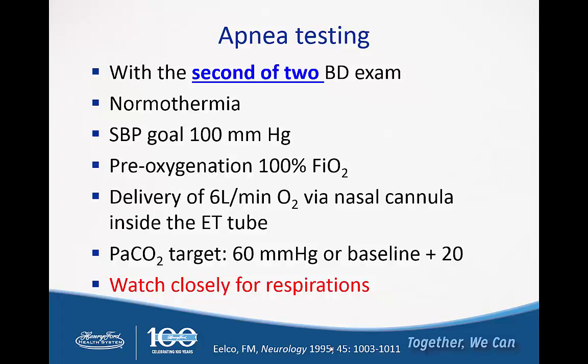You want the CO2 target to be 60 millimeters of mercury, or from their baseline up to 20 higher. So if their baseline PCO2 is 50, then you want to go up to 70. But when we say baseline, that's not because we've been hypoventilating them in the hospital. It's more their usual baseline.